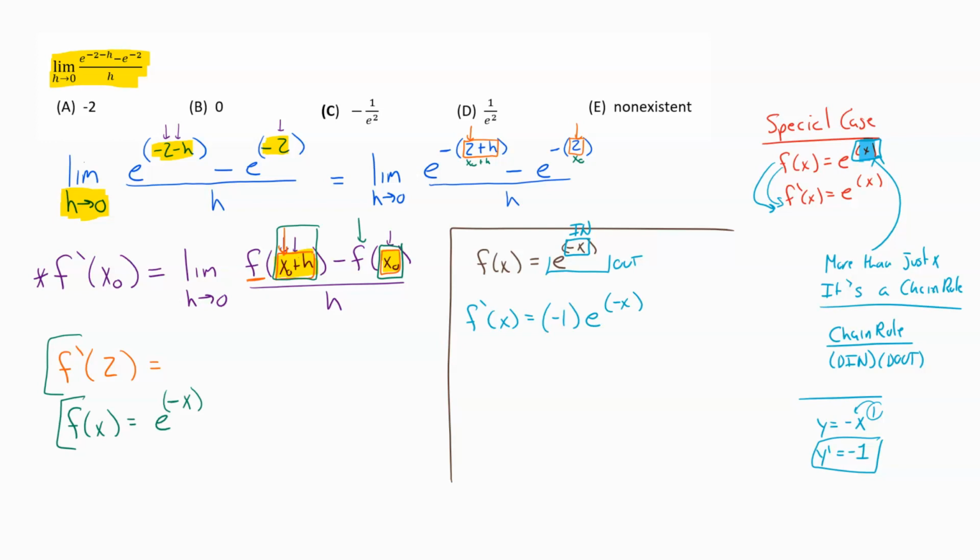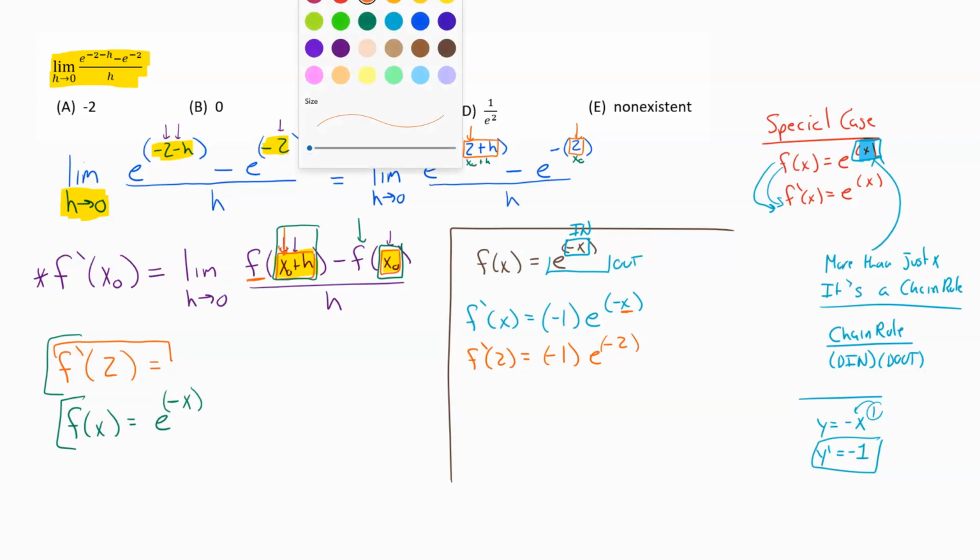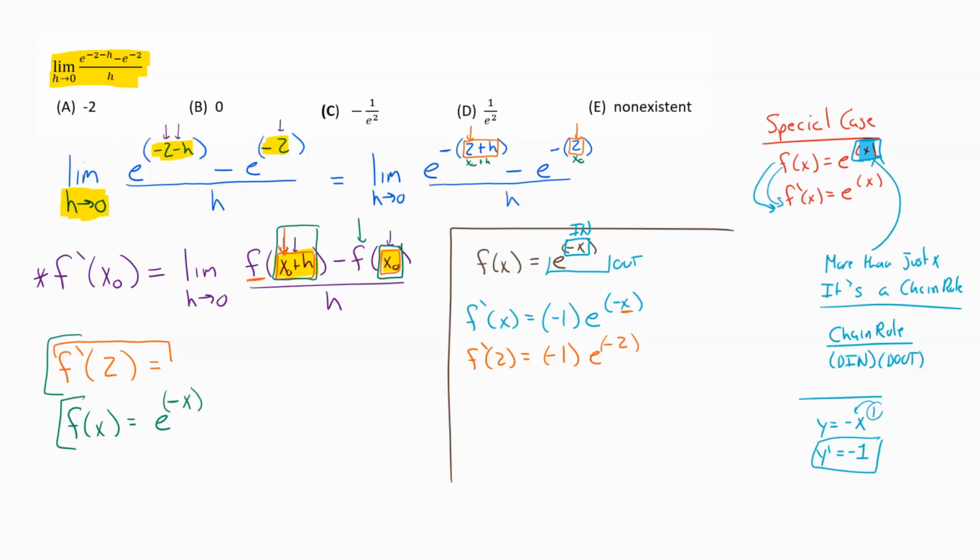So we now have our derivative, and from there we're going to plug in the value that we were looking at. So this is f prime of 2. This would be negative 1 times e to the negative 2, replacing x with the 2. That's our answer. If you look up above, you don't necessarily see your answer to begin with, so we've got to do some sort of algebraic rewrite.